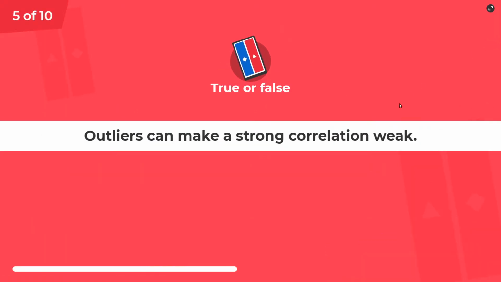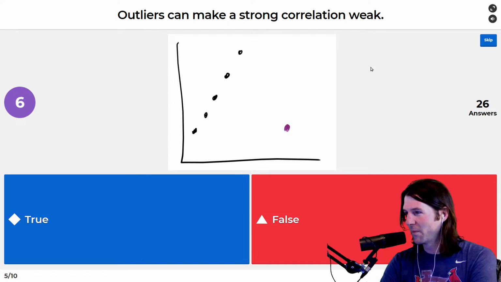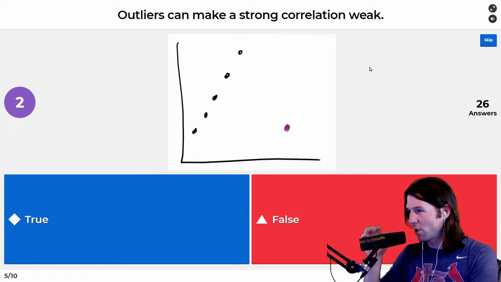True or false? Outliers can make a strong correlation weak. Hint. Anything is something. Someone's got to finish my quote right there. We all know, don't you ever forget, anything is what? Roger, good to have you here. We all know what? Anything is possible. Don't you ever forget, anything is possible. Can outliers make a strong correlation weak? We got a graphic there to show you what's going on.